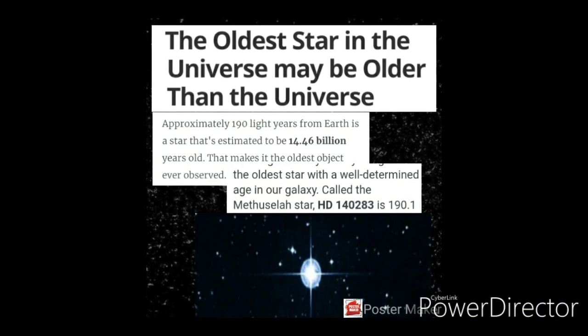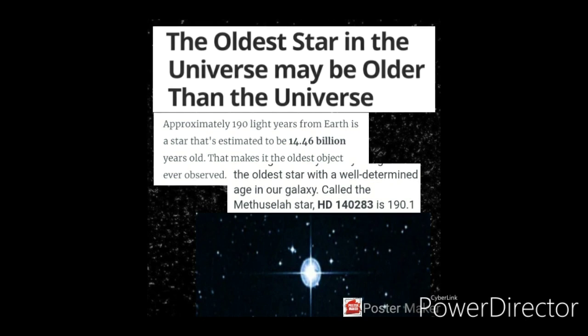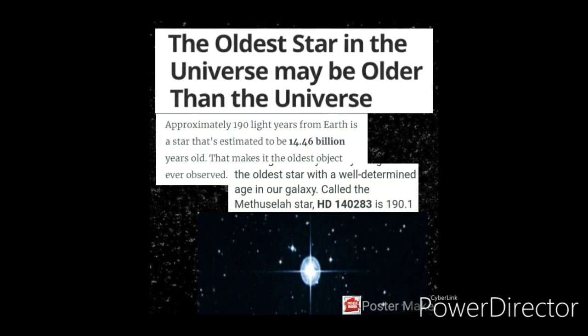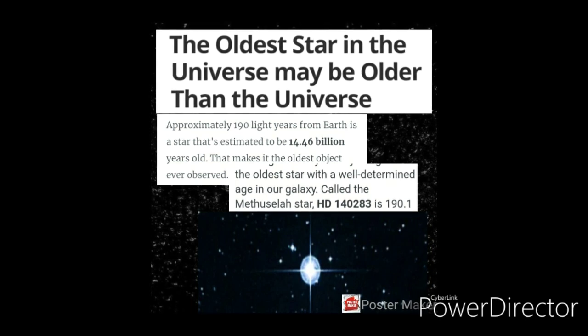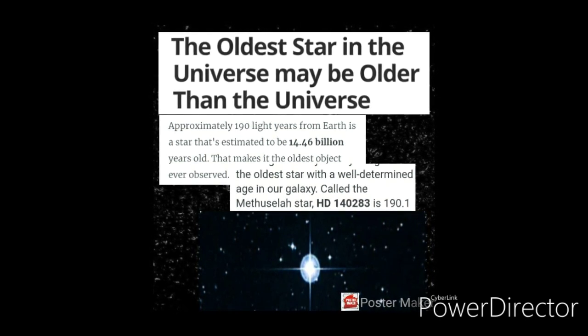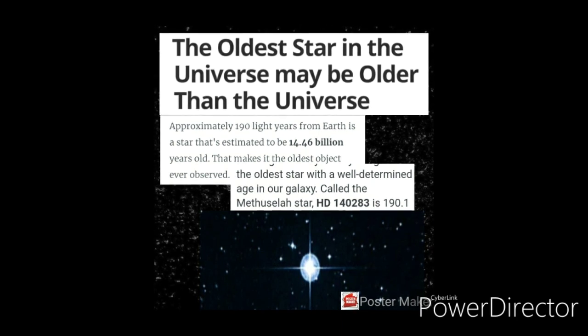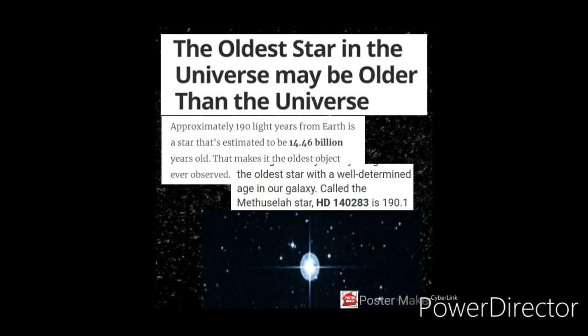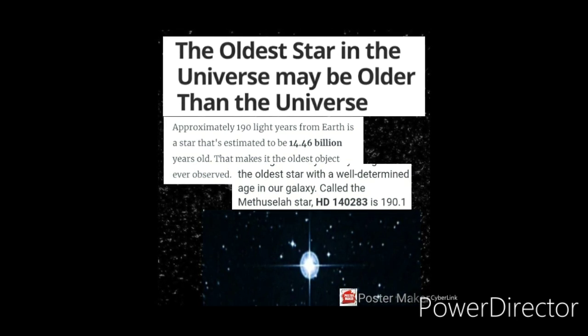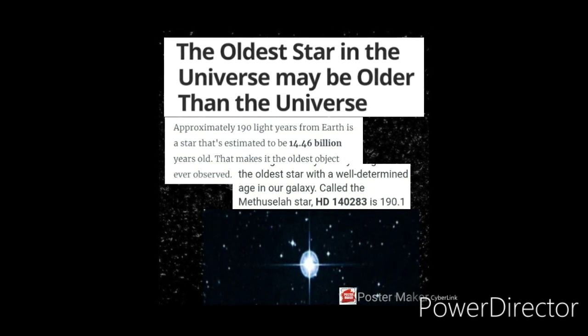So I'll end this video by showing you the oldest star known to exist. They've given it the name Methuselah. And this star is so important because it's said to be older than the universe itself. And if that's true, then that means that this particular star would be older than all of the other planets, all the stars, and all of the celestial bodies, even the universe itself.